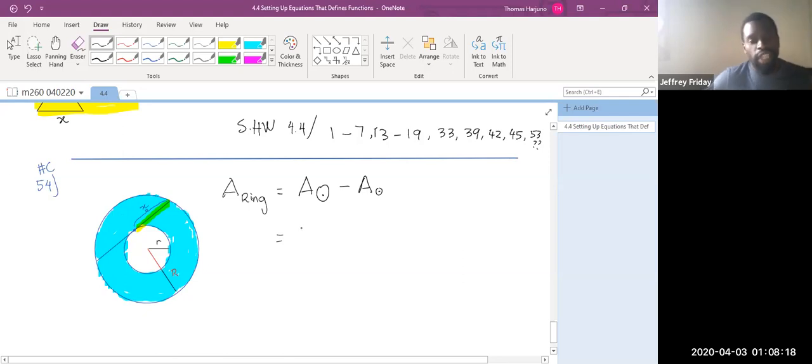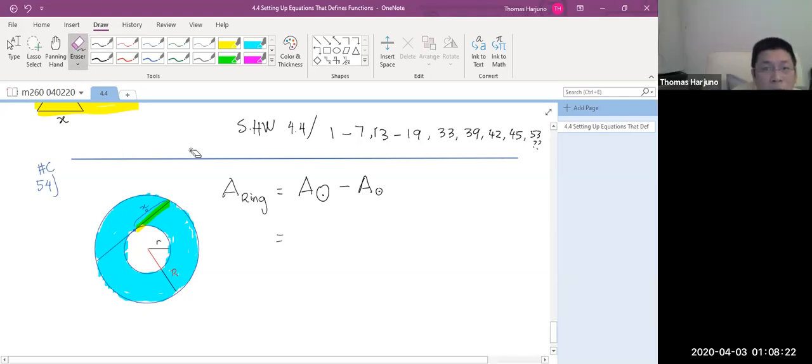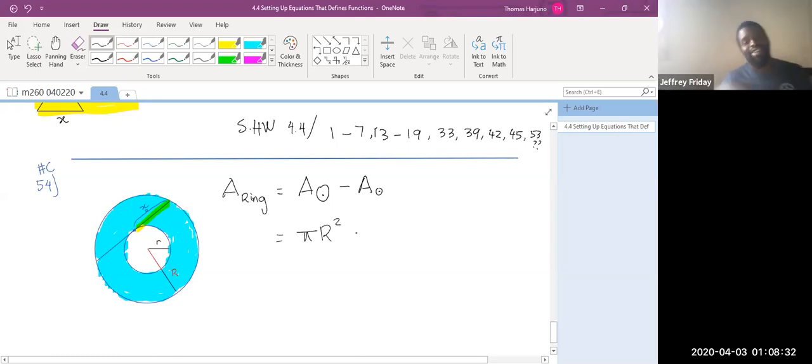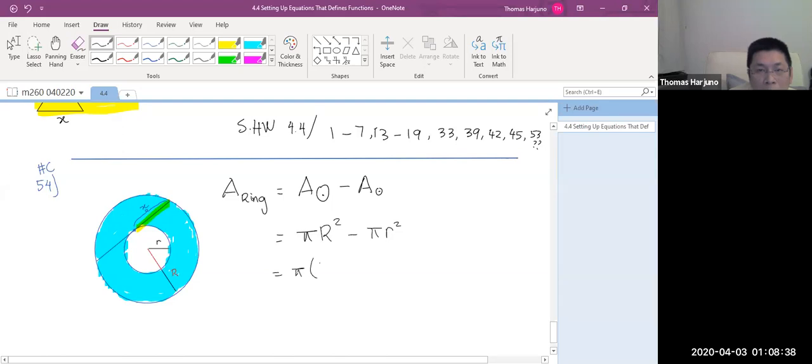Two pi capital R? I don't think so. That's the circumference. The area is pi capital R squared. Minus the area of the small circle, which is pi small r squared. So it is pi R squared minus r squared. Now the thing is, what does it have to do with that x?